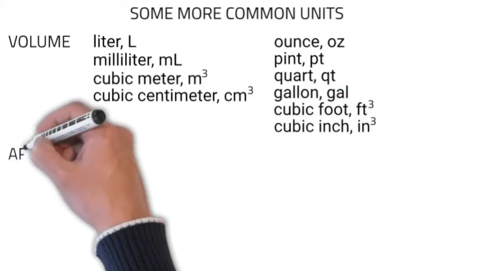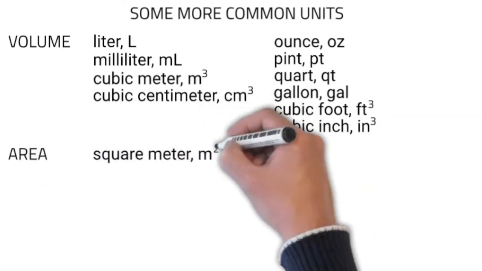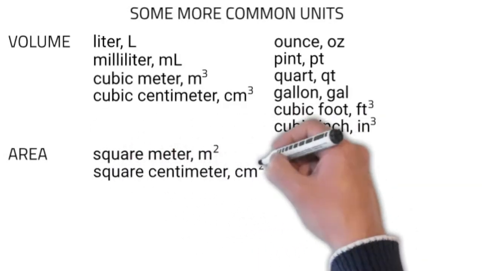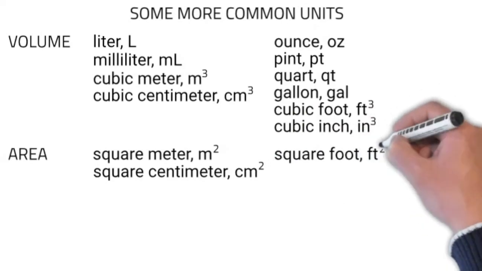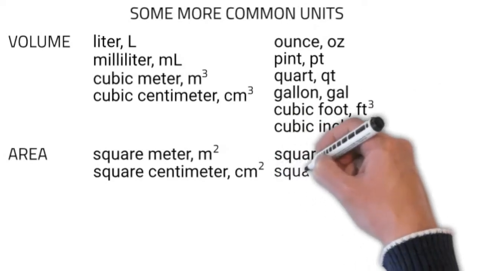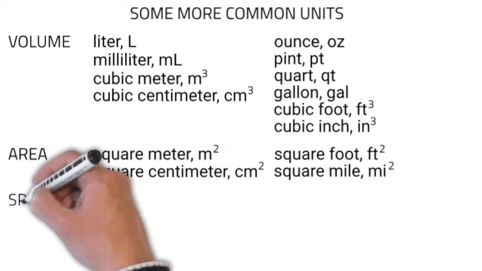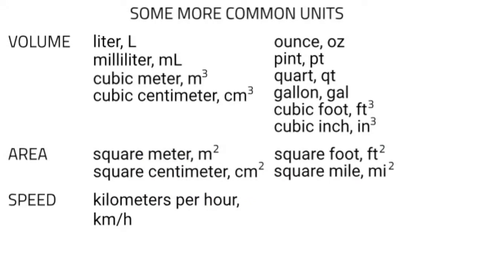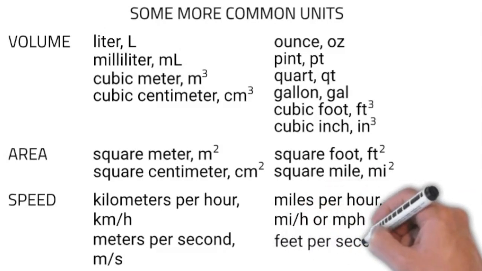To express area in the metric system, we use the square meter and the square centimeter. This, by the way, is not a canonical list of all units. This is just hitting the high spots on these. In the imperial system, we have the square foot and the square mile. For speed, in the metric system, we use kilometers per hour as well as meters per second. In the imperial system, we have miles per hour and feet per second.